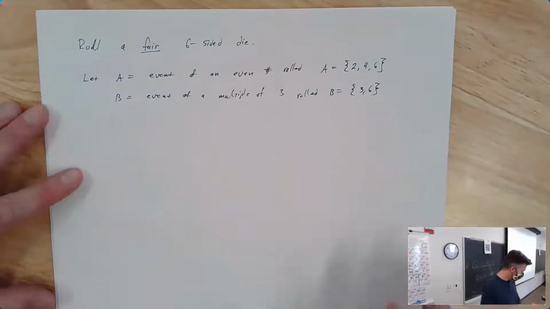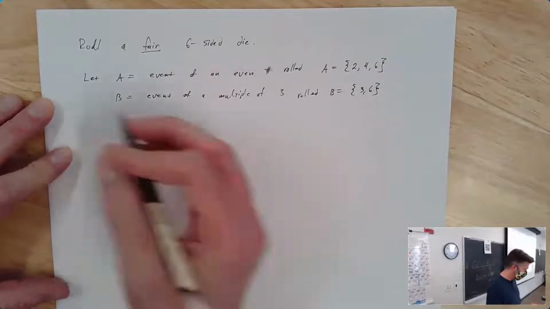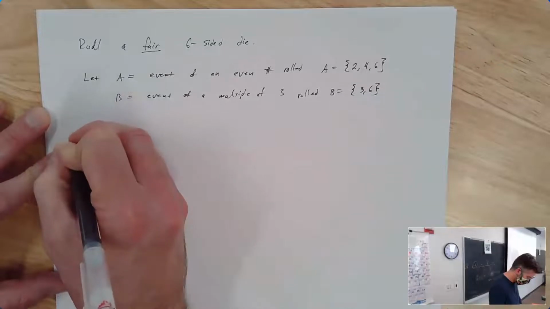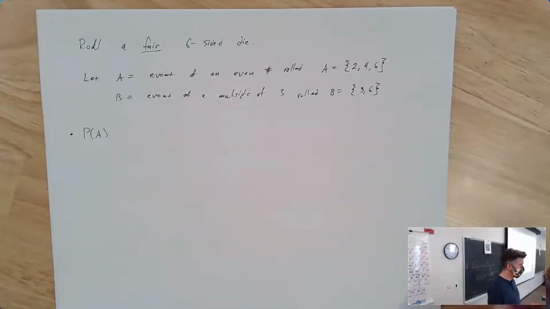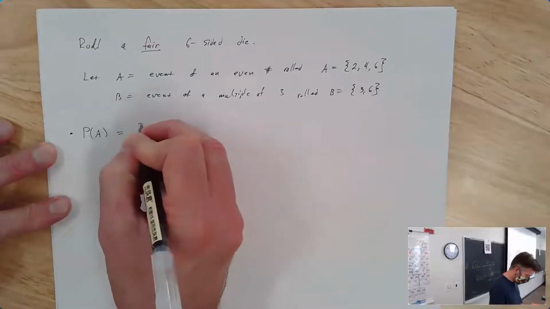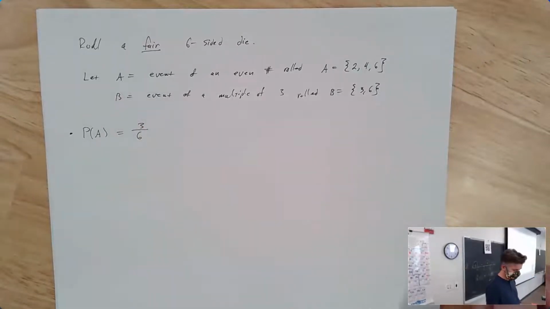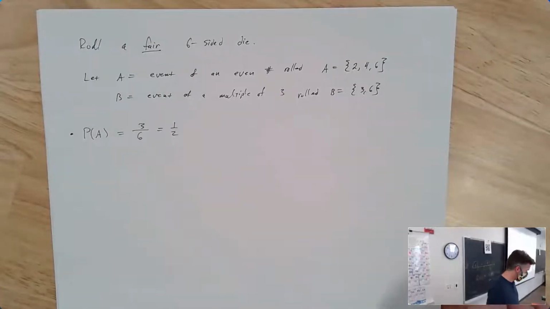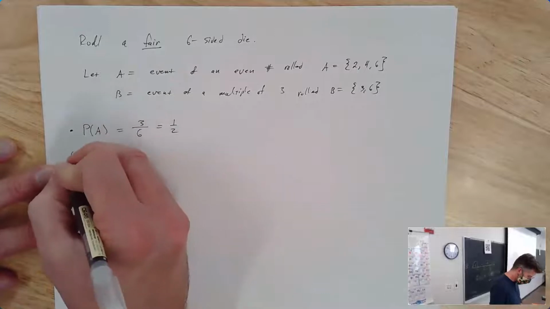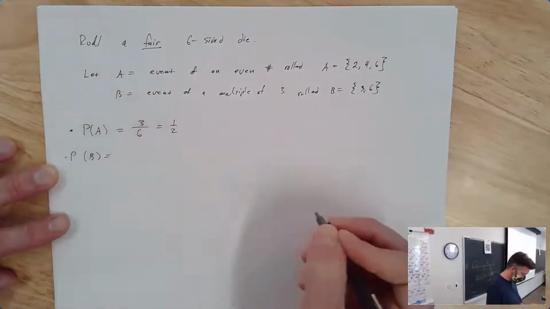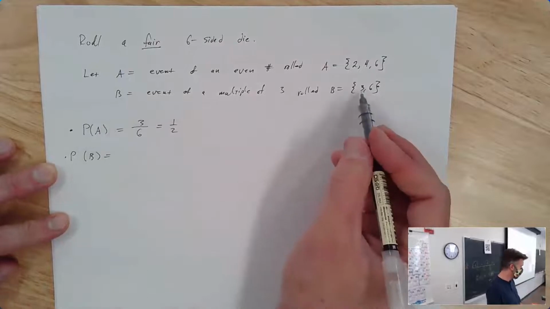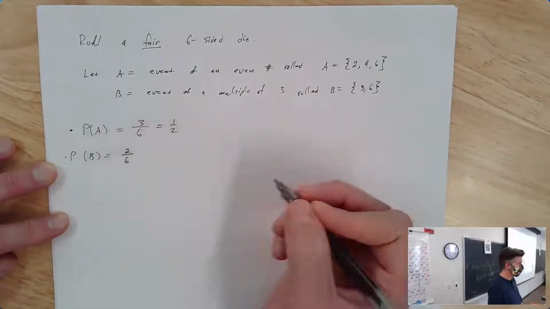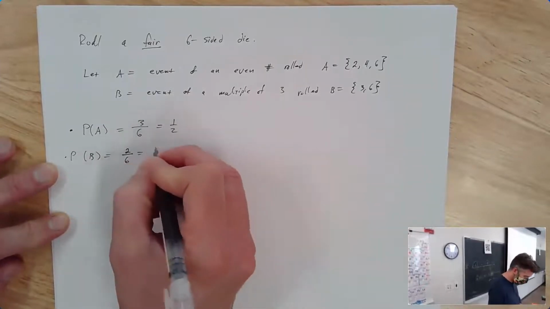So some of these are pretty easy to calculate. What's the probability of A? Well, there's 3 ways of getting something in A out of 6 total possibilities. So the probability of rolling an even number is, not surprisingly, 1/2. The probability of rolling a multiple of 3 would be, well, there's 2 different ways we get a multiple of 3, 3 or 6. 2 ways of getting what we want, divided by 6 total possibilities, it's going to be 1/3.